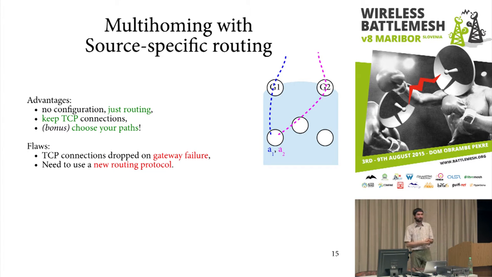And with that technology, multihoming with source-specific routing, packets will be directly routed through the right gateway all over your network. It's a very clean solution because you just have routing. You don't need extra tunnels or extra technology, and you keep your TCP connection. The problem is that, again, if one gateway is down, your TCP connection will fail.